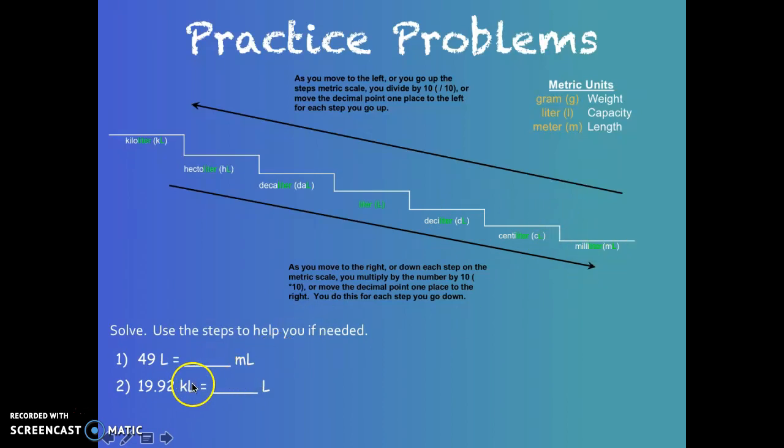Then again, look at this one. We're starting up here at kiloliters going down to liters. So again, that decimal is going to be moving to the right. So both of these decimals are moving the same direction because we need to be multiplying by 10 each time, because it's going to be taking a lot more of these smaller units to make up the unit that we're starting with.